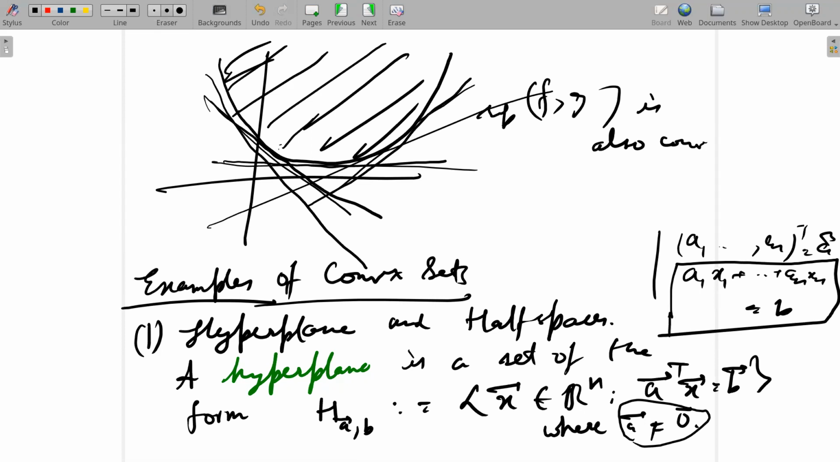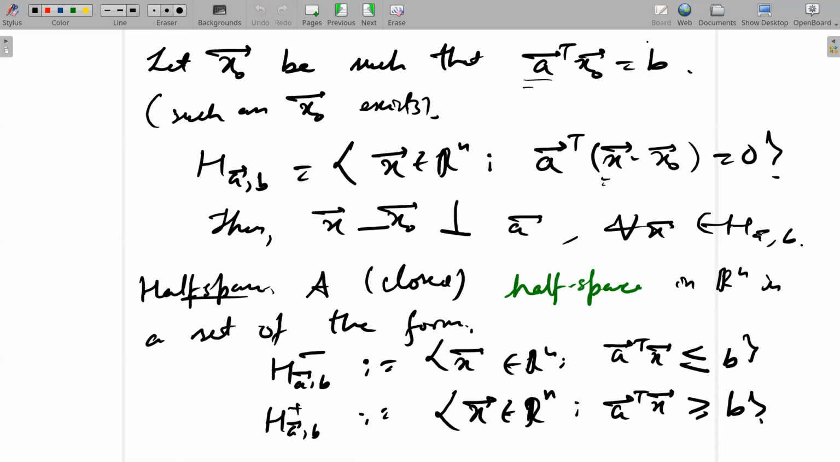And so the solution set, thought of as column vectors, right? Now geometrically, if you think of it, there is a solution to this equation, A transpose x naught equals B. So take that particular solution. I'm going to rewrite B as A transpose x naught, and then move it to the left. So then I have A transpose times x minus x naught.